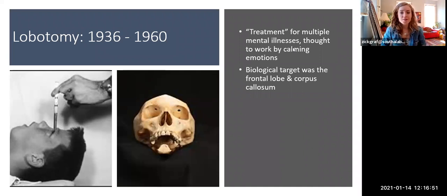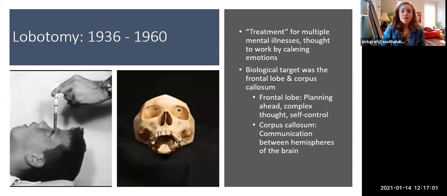So the biological target, like I said, was the corpus callosum, which is the connection between the two halves of the brain in the frontal lobe, so in the front part of our brain, the part right behind our forehead. This part of the brain is involved in a lot of really important human thoughts and behaviors. We need it for planning ahead. We need it for complex thought. We need it for self-control. And the corpus callosum facilitates communication between the two halves of the brain. So part of the theory behind the lobotomy is the idea that severing communication between the two halves of the brain might help to calm people's emotions and behavior.